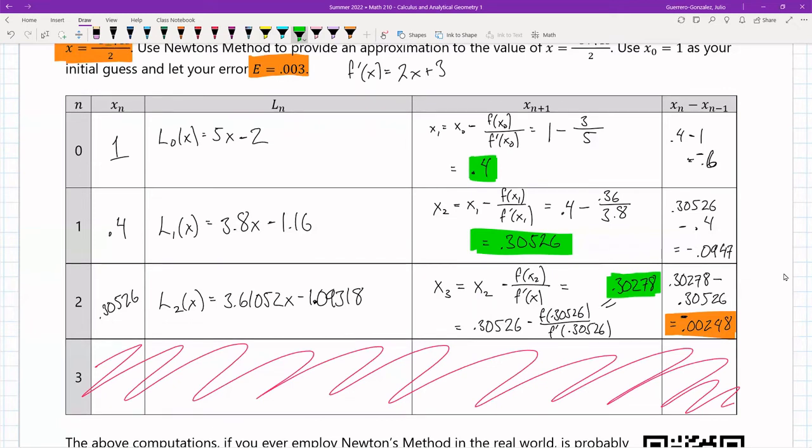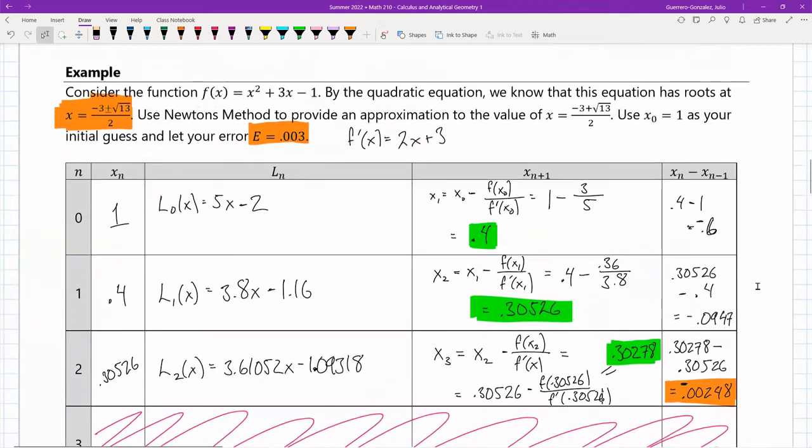Now let me show you guys something here. I'm going to highlight x0. x of 0 is 1. So the sequence of numbers that we went through was, we started out at 1. The next one down was 0.4. The next one after that was 0.30526. And the last one is 0.30278.